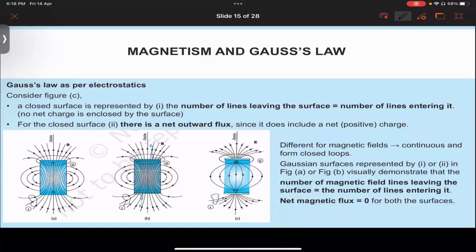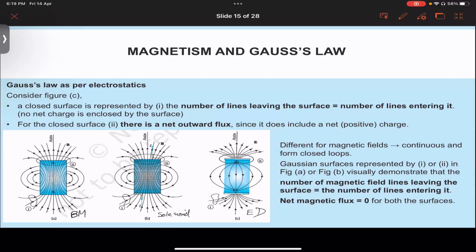Now we will see magnetism and how we can relate Gauss's law with magnetism. Since we had seen, this is your bar magnet. This is your solenoid. The B is your solenoid, and this is your electric dipole. I'm just writing ED as the electric dipole.